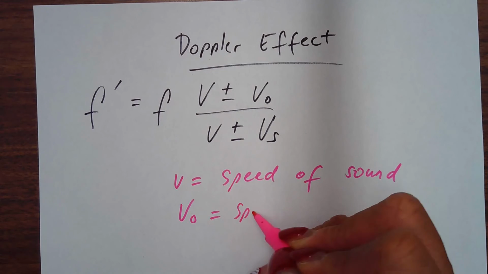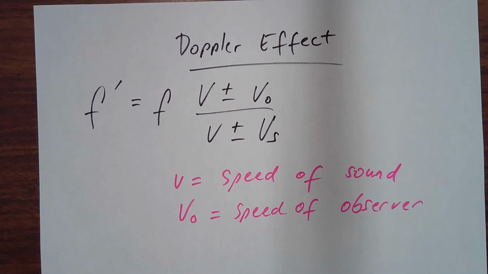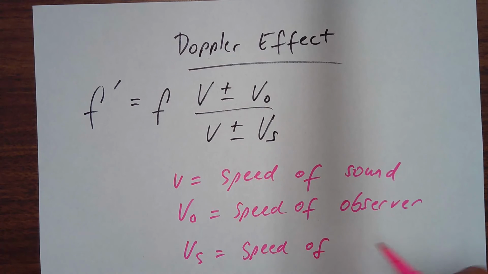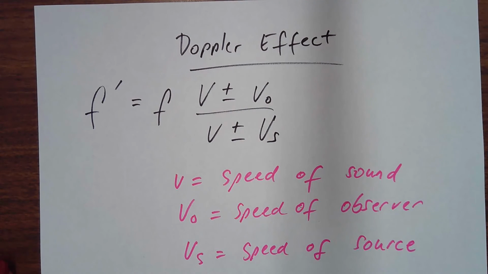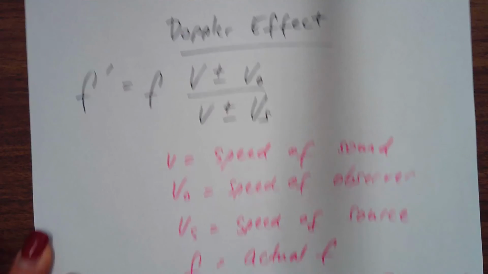And then V0 is the speed of the observer. So that would be you listening to that, or watching if it's light, right? The speed of the observer. The Vs is the speed of the source. So that could be the horn of the car, or the ambulance, or whatever the source is, could be the speed of the source of light, the star. Okay, and F is the actual frequency, and F prime is the perceived Doppler frequency.